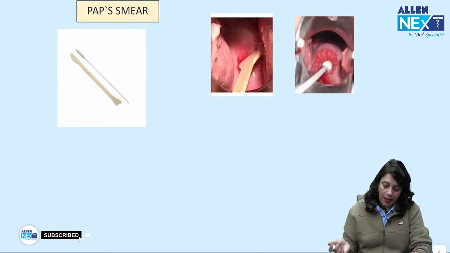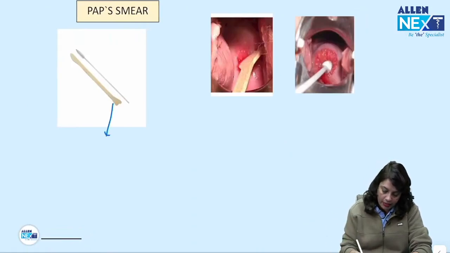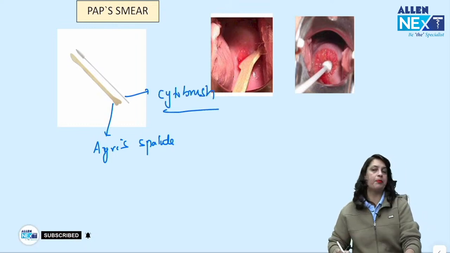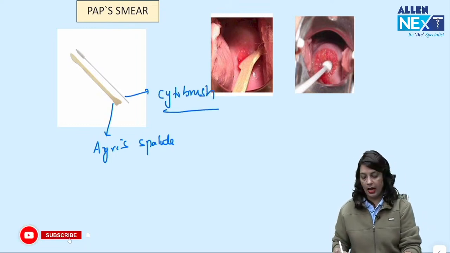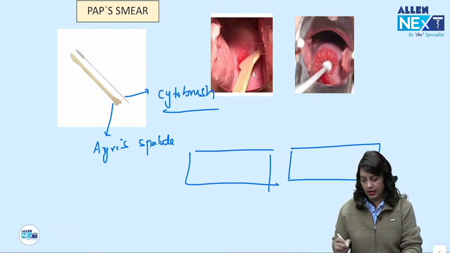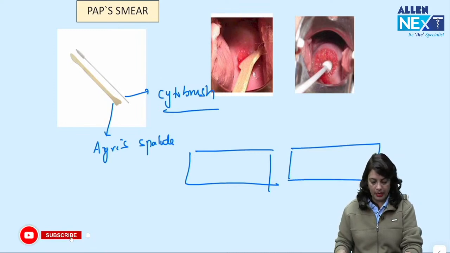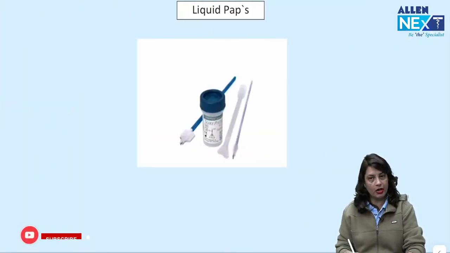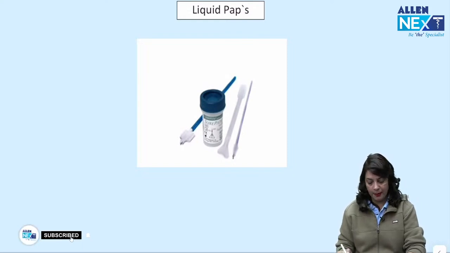Next, pap smear is a screening test and we use the Ayre's spatula for taking a sample, and this is a cytobrush. We take the sample from the lip of the cervix and cervical canal and we make 2 slides, fix it and send it for examination. Then there is also a liquid based cytology where this spatula is being used to collect the pap smear.